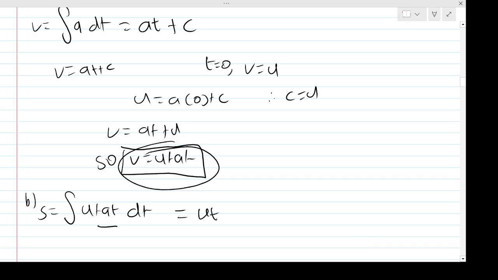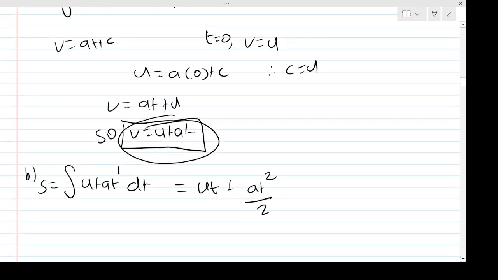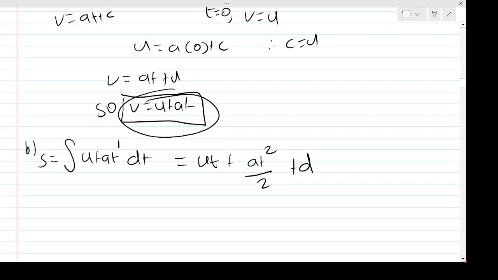Then at, well, that's going to be, if we add 1 to the power, so t has a power of 1, right? So we add 1 to that power, we get at squared, then we divide by the power, so 2. So a half, right? If we simplify it, and then we have another constant on, plus d, okay? And if we simplify it ever so slightly, that'd be ut plus a half at squared plus d. Okay, so that's s then, right?